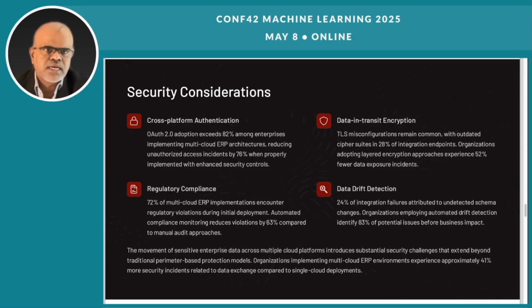Those are, say, cross-platform authentication. How do we authenticate between multiple cloud ERP systems? The widely used authentication mechanism is OAuth 2.0, which almost 82% of enterprises have adopted to secure their multiple cloud ERP systems and data. However, 72% of multi-cloud ERP implementers encounter regulatory-related violations during the initial deployment. Automated compliance monitoring reduces these kinds of security incidents by almost 63%.